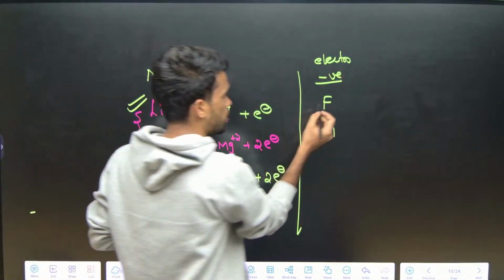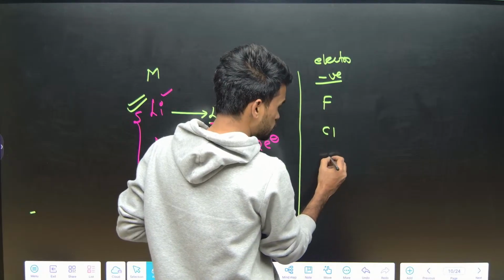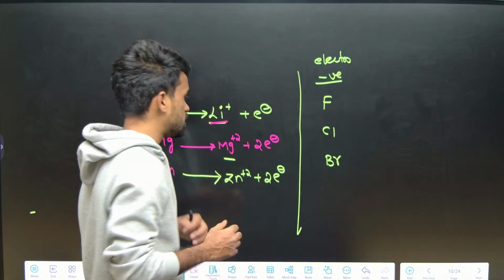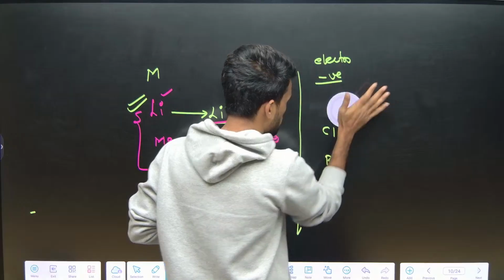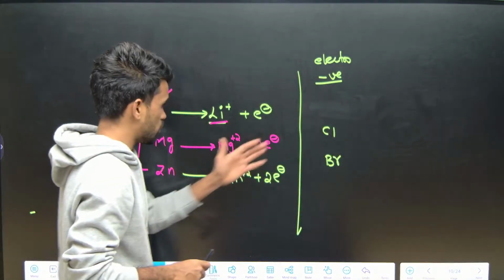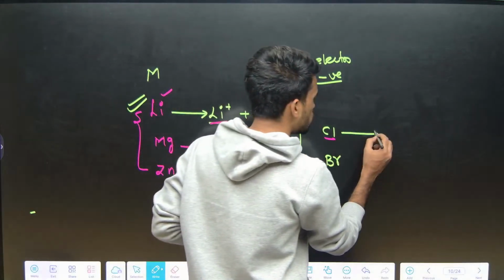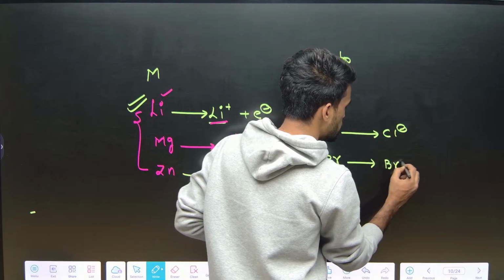Now if you compare the fluorine atom, chlorine atom, and then bromine, all these things, there will be different scenarios you will be seeing. I will write for chlorine and bromine here. Between chlorine and bromine, chlorine is generally more electronegative, so it has more tendency to gain the electron and become chloride ion, and this becomes bromide ion.